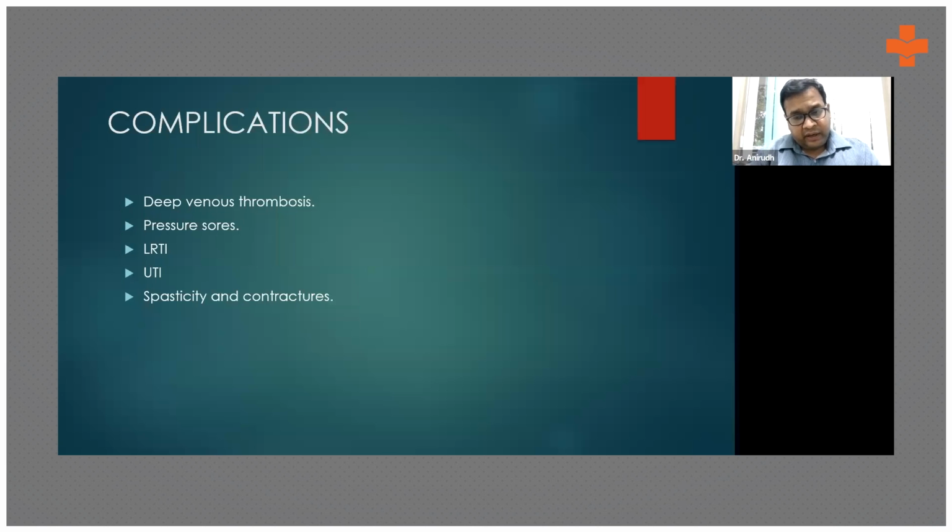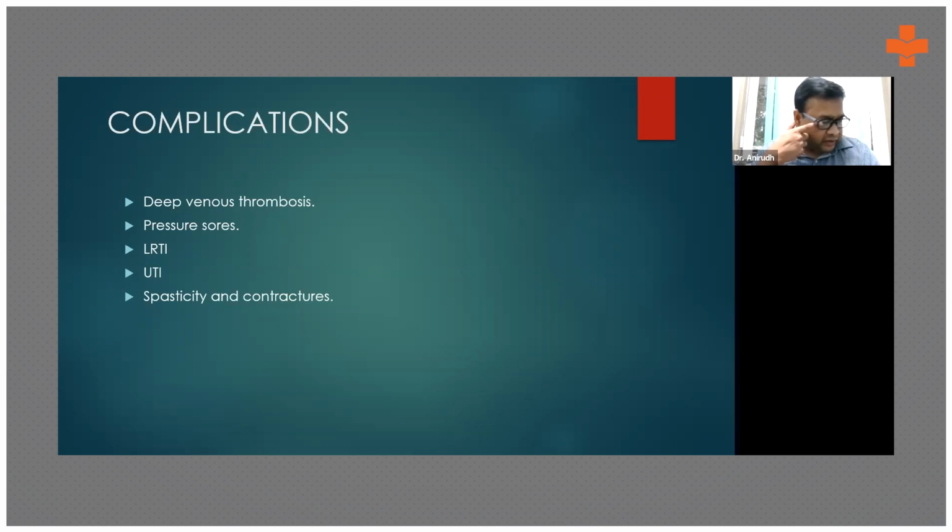Then we have UTI. As I said, a lot of stroke patients have an indwelling catheter, which is always a risk factor for urinary tract infections. So certain protocols have to be followed to reduce the chance of UTI, like taking adequate amount of liquids or water, maintaining proper perineal hygiene. Care should be taken while changing or putting in the catheter, and sterile measures should be used while changing the catheter.